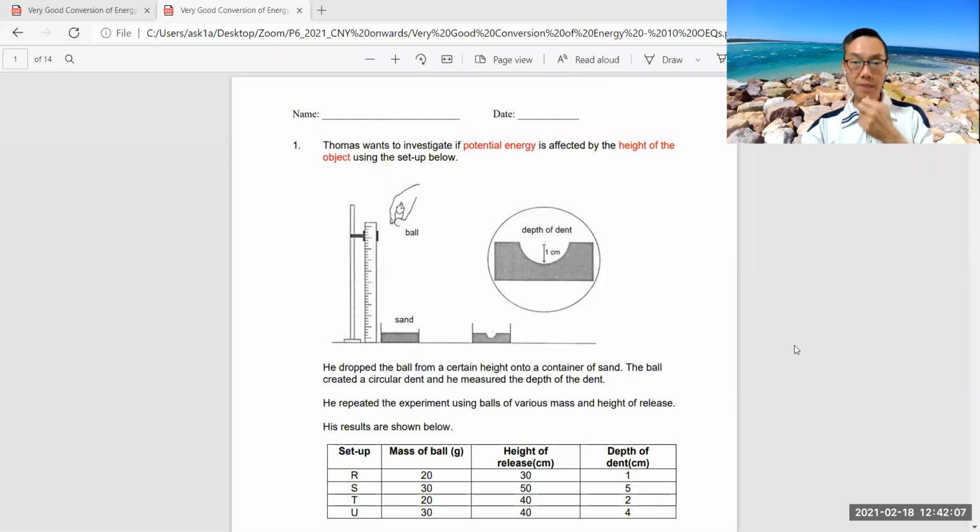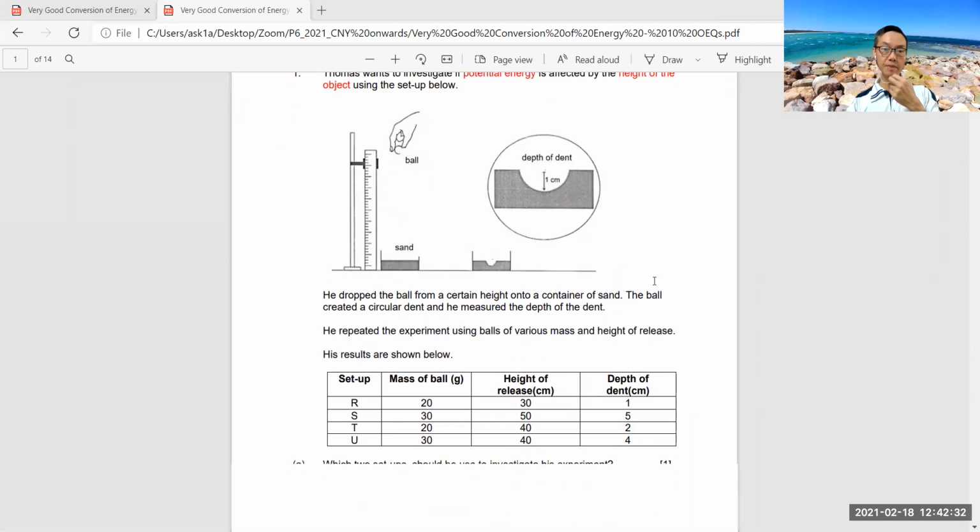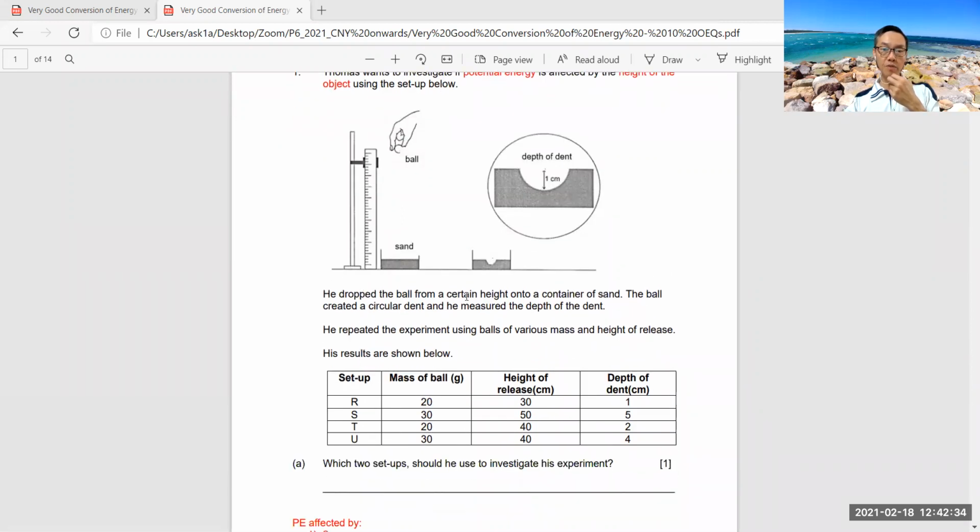Okay, let's examine these typical PSLE questions on energy conversion. In these examples, you can read as I show you on the screen here. Thomas wants to investigate if potential energy is affected by the height of the object using the setup below. In this case, students must identify that this is investigating gravitational potential energy. He dropped the ball from a certain height onto a container of sand.